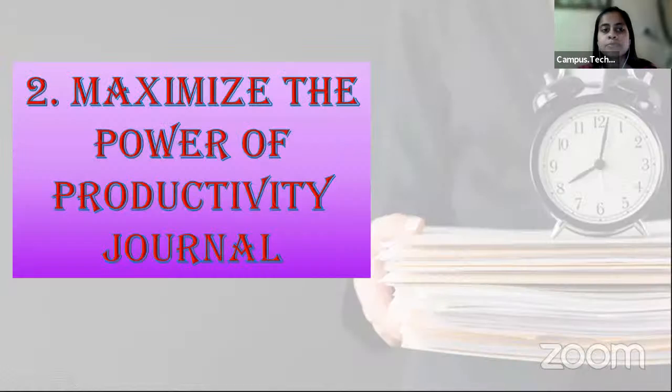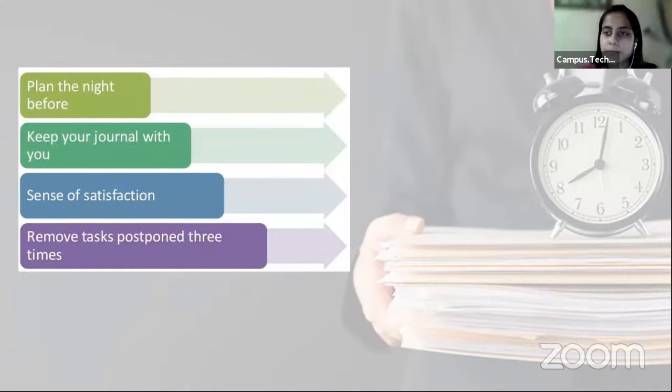How you can maximize the power of your productive journal is plan the night before. You need to have the plan ready with you, what you want to do, what you want to achieve, how you are going to do that, what is your next day plan, each and everything, what you are going to do your next day. You should make that plan ready a night before. Don't wait for the day to start and then start planning out the day.